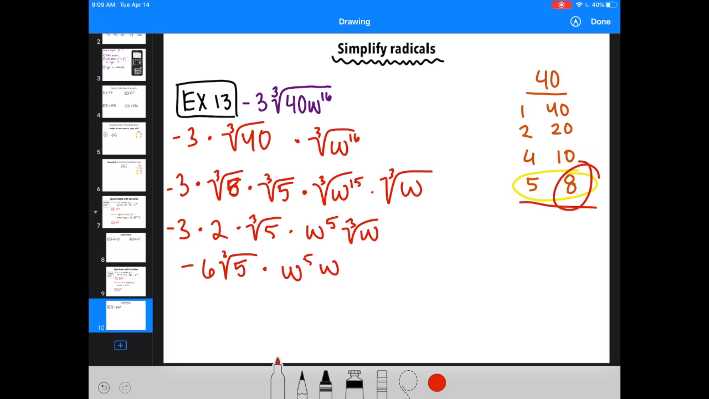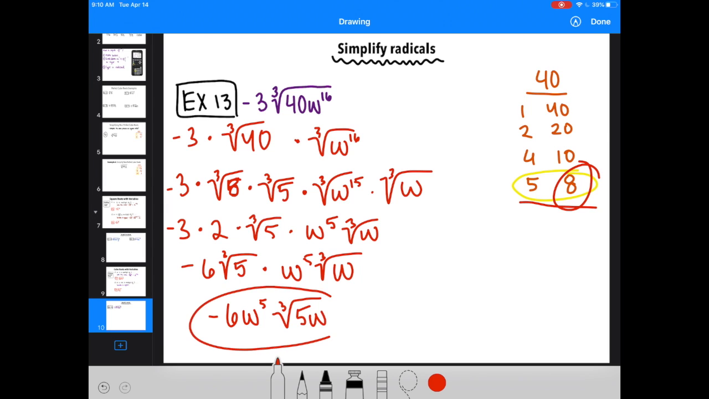I'm going to drop that down one more value so it's even with my junk in the front. And now that I have my simplified versions of my cube roots, I can combine my coefficients, and I'm going to combine my junk in the trunk. So I have negative 6 w to the 5th power cube root of 5w. And there's my final answer.